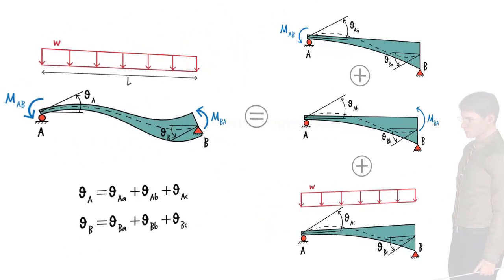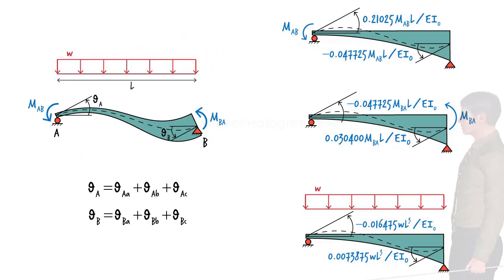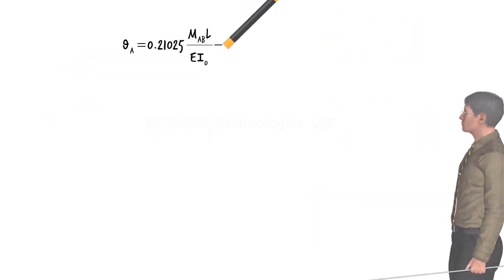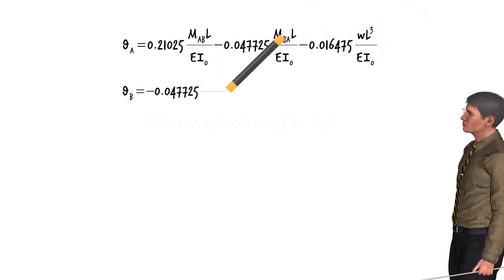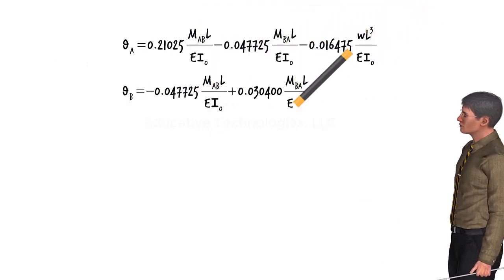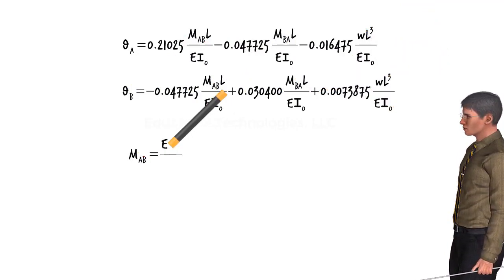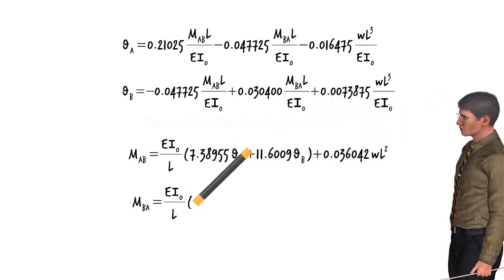Having calculated the individual rotations, we're now ready to express the end rotations in terms of member end moments and the applied load. The end rotations are. Solving the above equations for MAB and MBA, we get the slope-deflection equations for the tapered beam.